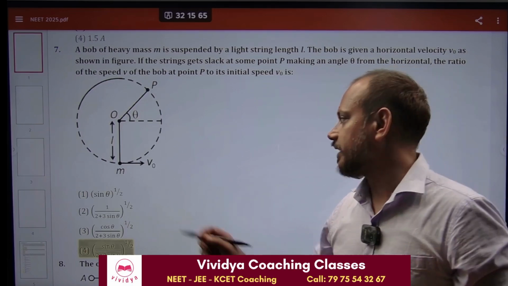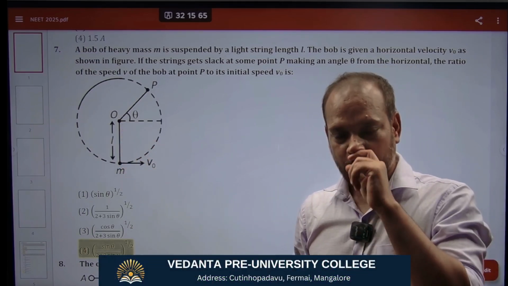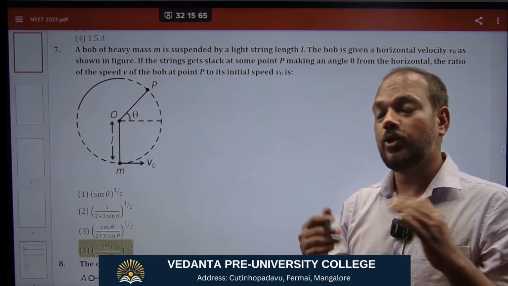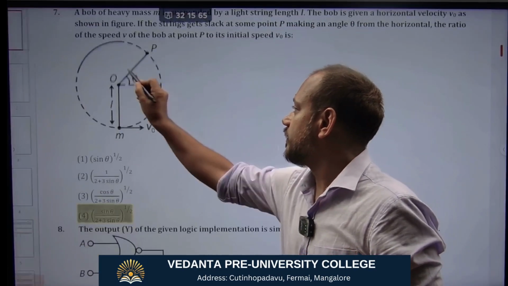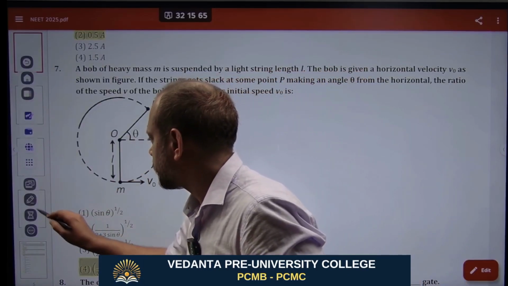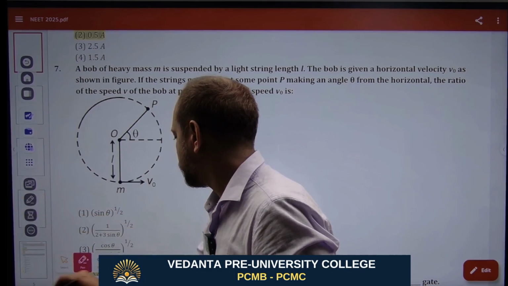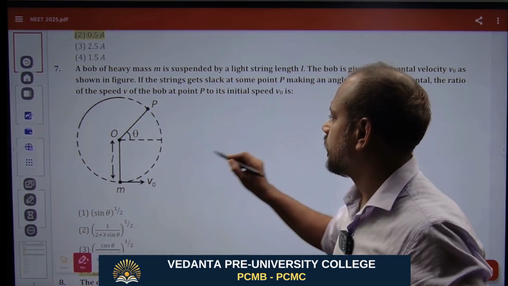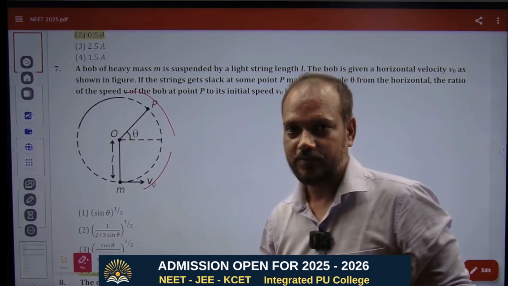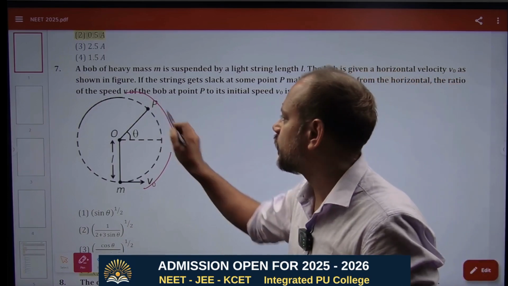So if the velocity at the bottom in a string-mass system is less than root 5 gL, the circular motion won't complete. If it is more than root 2 gL, it breaks somewhere here. And if the speed is less than root 2 gL, it breaks somewhere here. Now, as you can see, this question already points out that the circular motion is breaking over here.